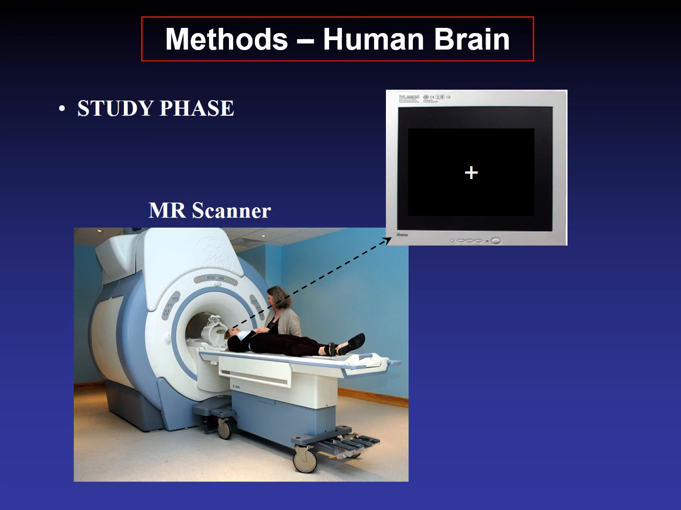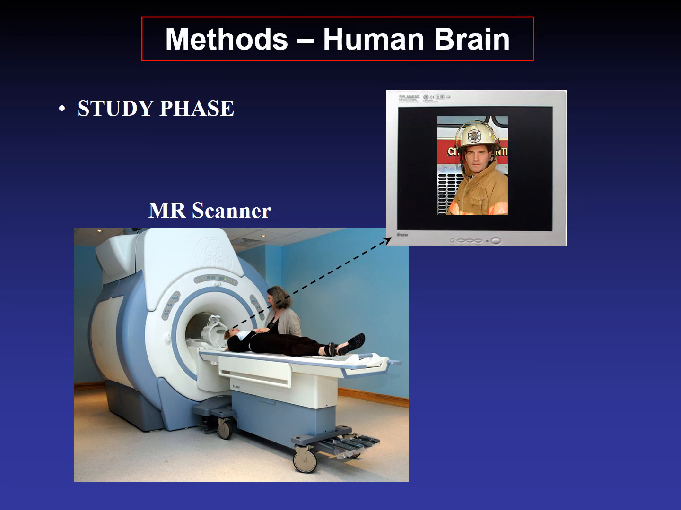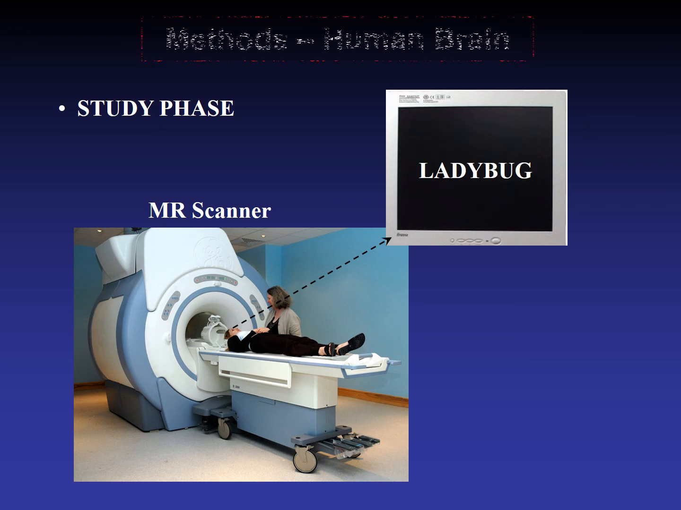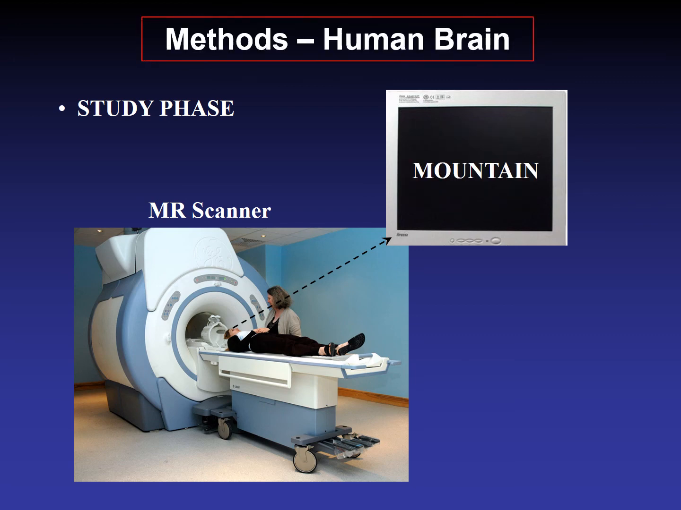So during the study phase, the scanner was not turned on, but participants lay there and looked at various items, like a firefighter, and were just saying for each item they saw, is it living or non-living? So in the case of firefighter, obviously the answer would be living. Ladybug, living. Calculator, non-living. Mountain, non-living. In reality, there were about 150 of these items that they had to study.